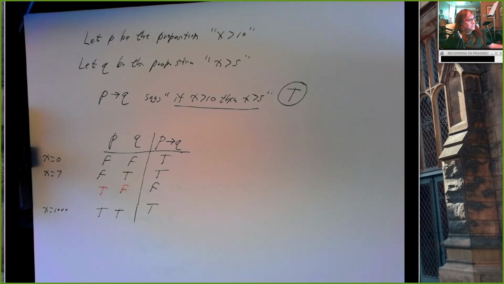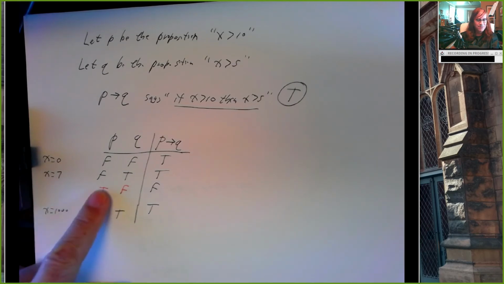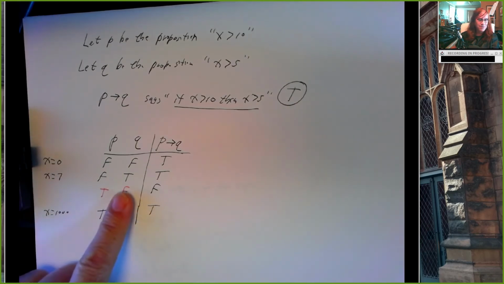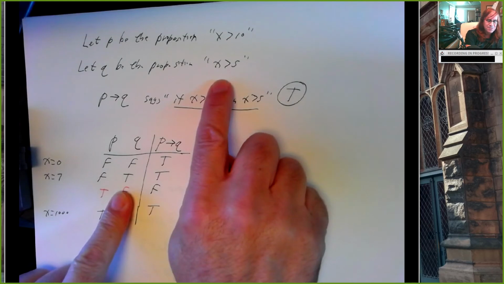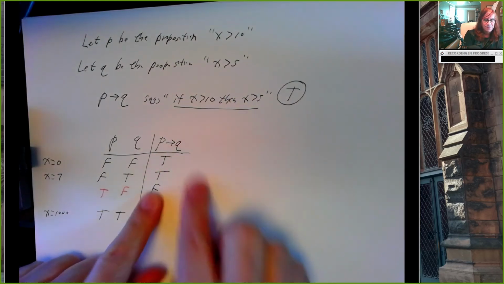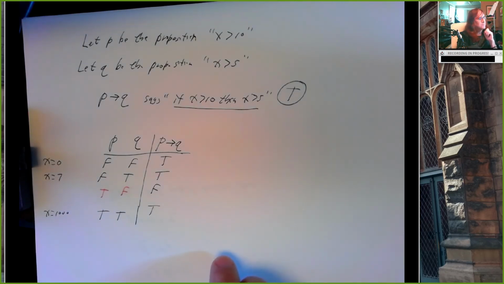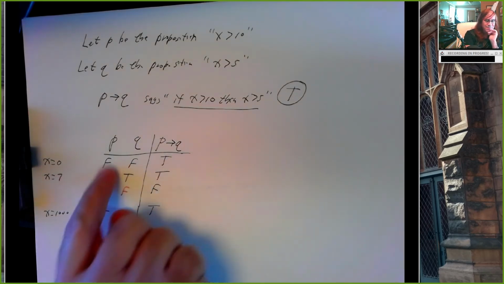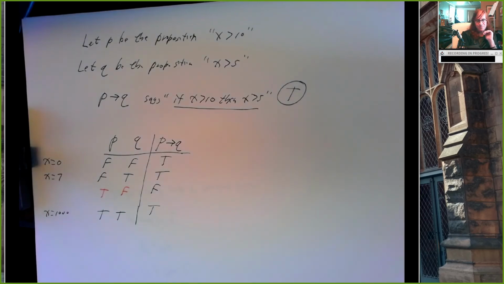How exactly could P be false and Q be true, and then the conditional P to Q is true? Well, for example, if x equals 7, P is false, Q is true. Right? X is not bigger than 10, but X is bigger than 5. Okay, so if Q is true, then it's still true? Mm-hmm. Anytime that Q is true, this will be true. Anytime that P is false, this will be true. And that's also kind of counterintuitive.